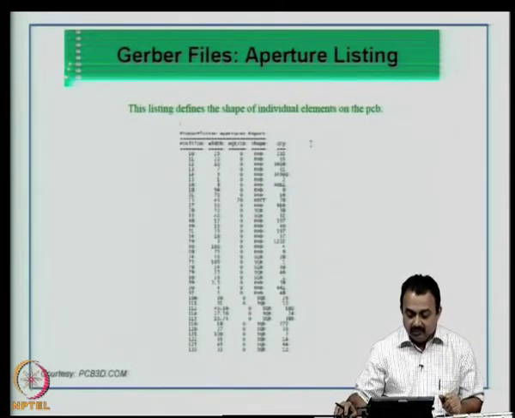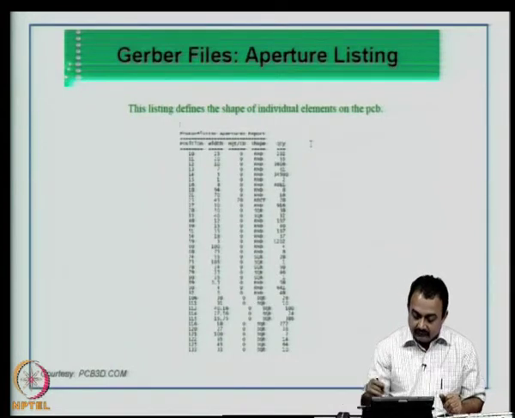What you see here now is an aperture listing called the D codes.